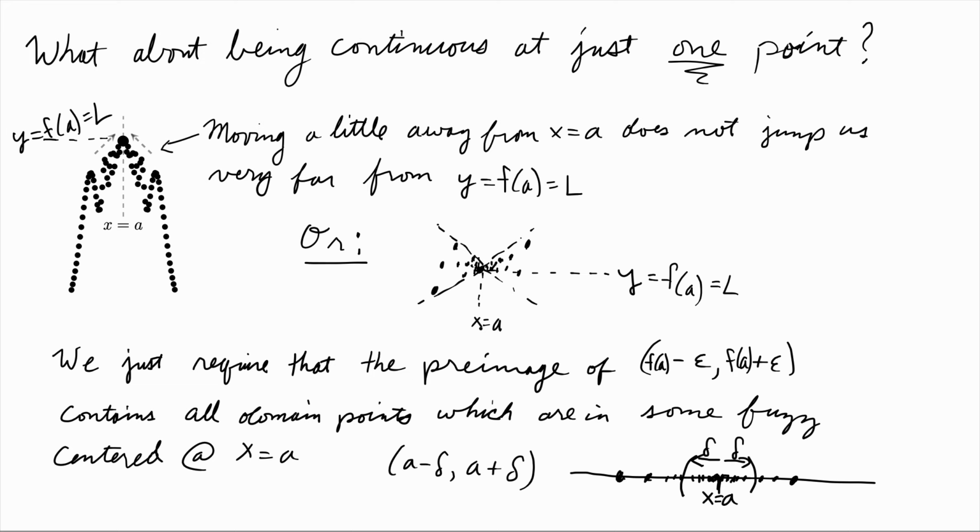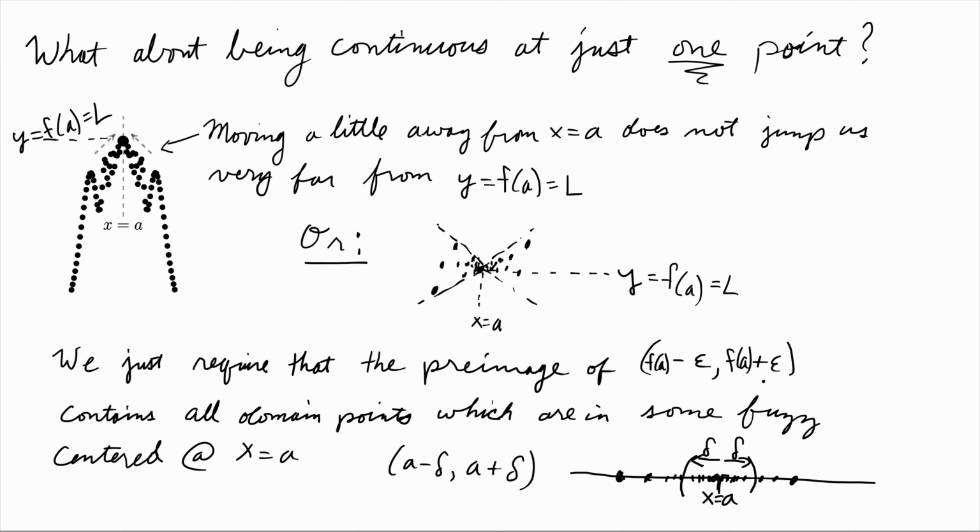We really can't think about continuity at a point unless x equals A is in the domain of the function, so we can plug it in. So we have codomain fuzz centered about f of A, going down epsilon and up epsilon. We want the preimage of this to be fuzzy, at least as much as we can.